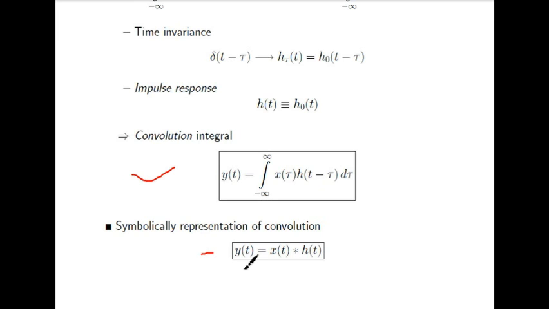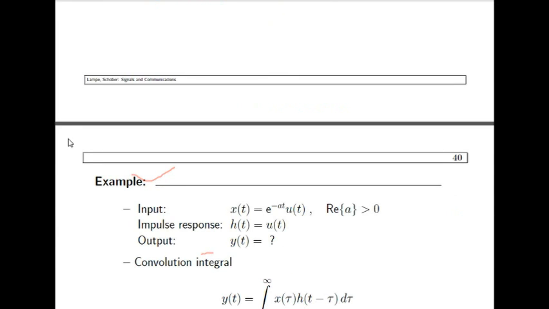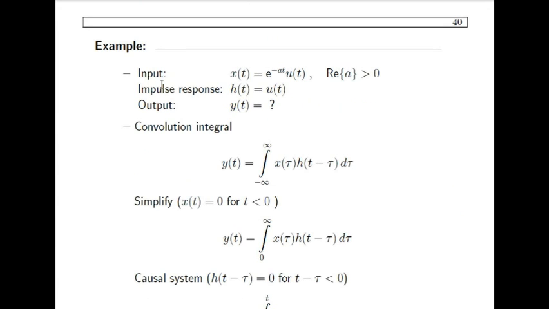Okay, so now let's see with an example. We are given x(t) as e to the power minus a t u(t) and h(t) as u(t). So what is it? The integral from minus infinity to infinity of x(tau) h(t minus tau) d tau. Oh, sorry, d tau. So for t less than 0, these both functions do not overlap.